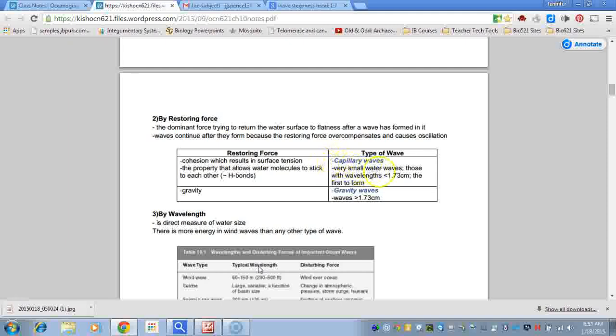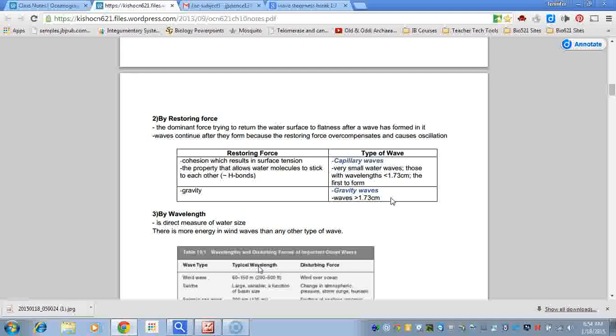Okay, so for really tiny waves, called capillary waves, which have wavelengths of less than 1.73 centimeters, so they're pretty small, they're like little ripples in the water, and they are started by wind, but they're really small. And so the force that's trying to help them get back to being flat is the forces that are holding water together. So the hydrogen bonds and the cohesive forces that result in the surface tension, or water trying to hold itself together.